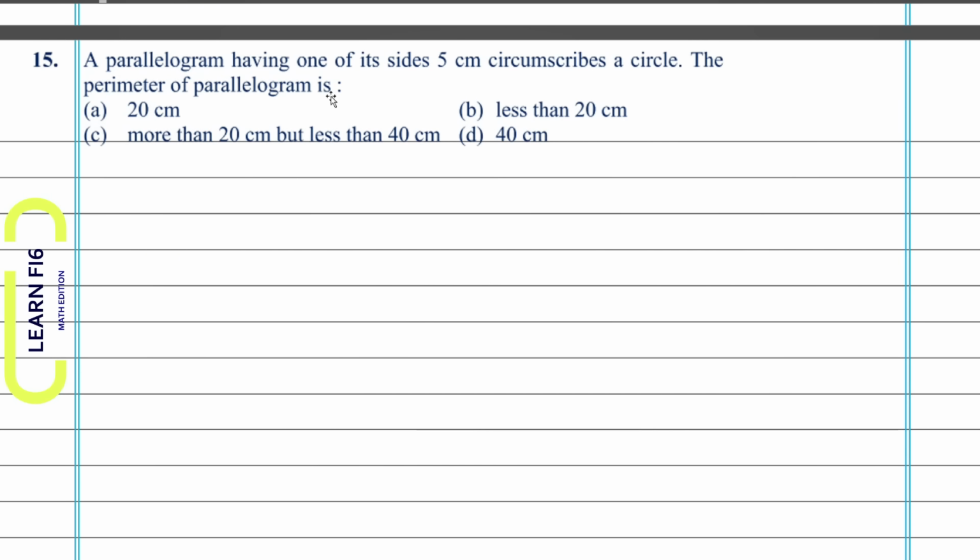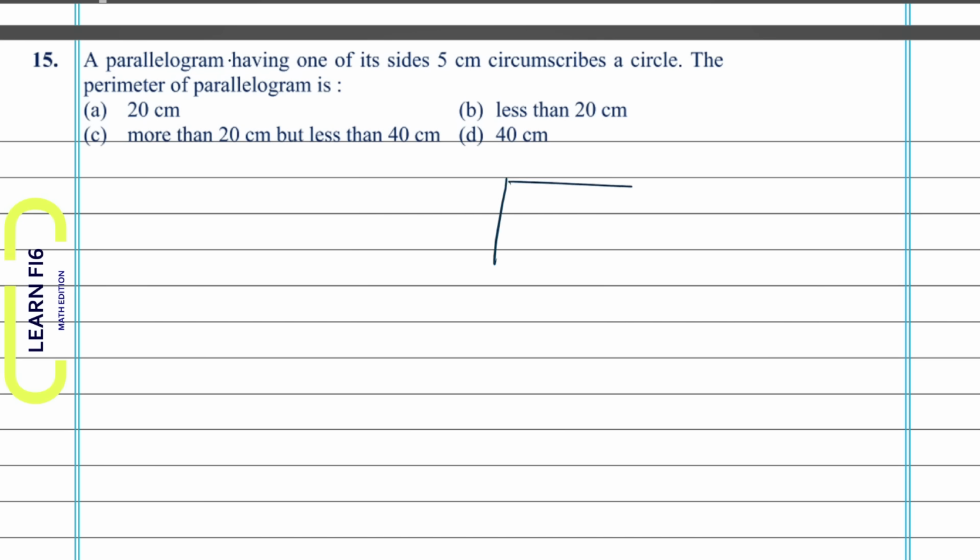Question number 15. A parallelogram having one of its sides 5 centimeter circumscribes a circle. The perimeter of the parallelogram is. This question is completely based on an NCERT textbook question. In that we have verified a parallelogram circumscribing a circle is a rhombus. So I'm going to use that property. If a parallelogram circumscribes a circle, it will be a rhombus.